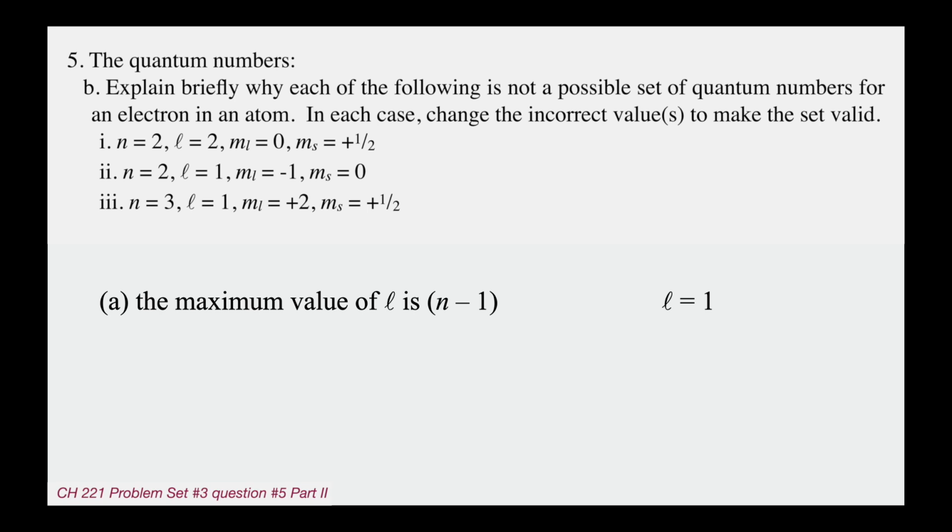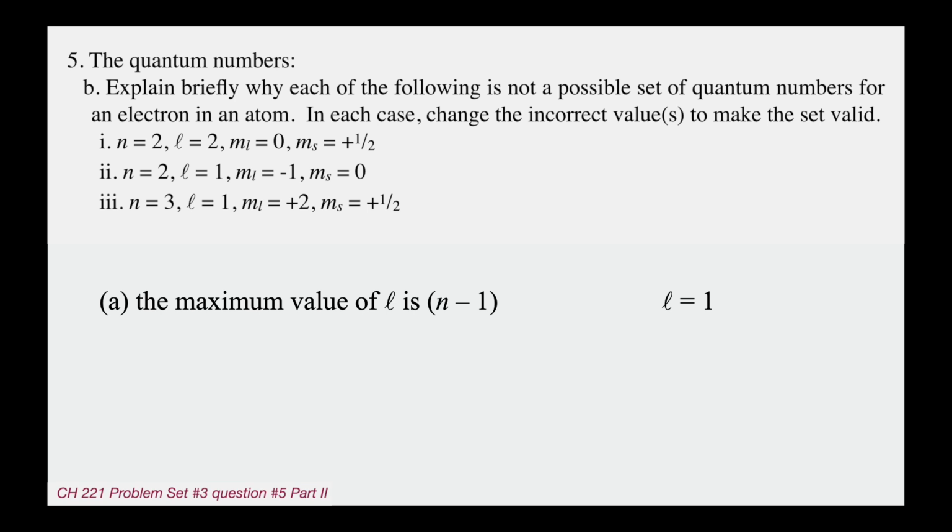m sub l has to go from minus l to plus l. So if you changed it to l equals 1, then m sub l of 0 would be all right. You could also change the l to 0, and that would still be okay. m sub s will only be positive or negative 1/2. So hint, hint, what's going on in the next one.